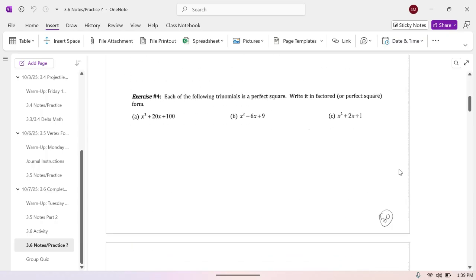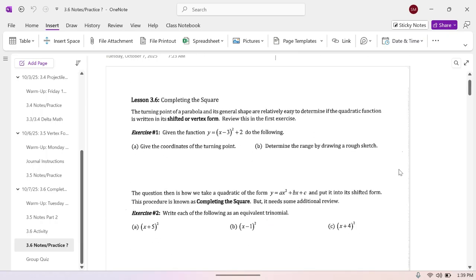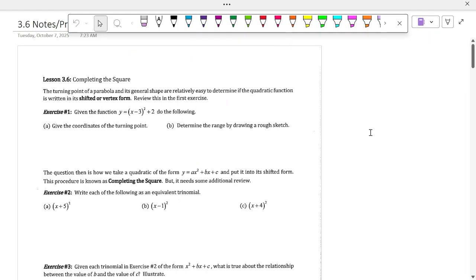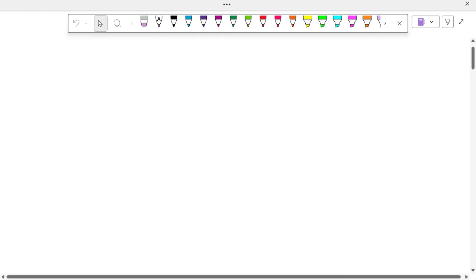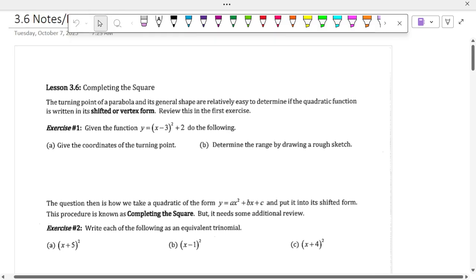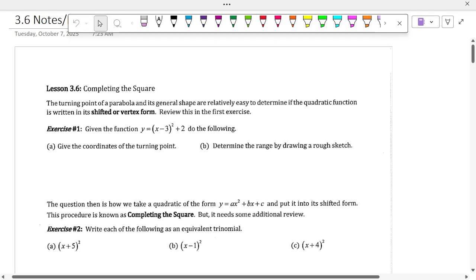So I am in your packet on page 30. All right. So again, this is the formal notes for completing the square. So we explored what it would look like with algebra tiles. Now we're going to actually look at how that connects to the actual algebraic process. So we already discussed some of this.